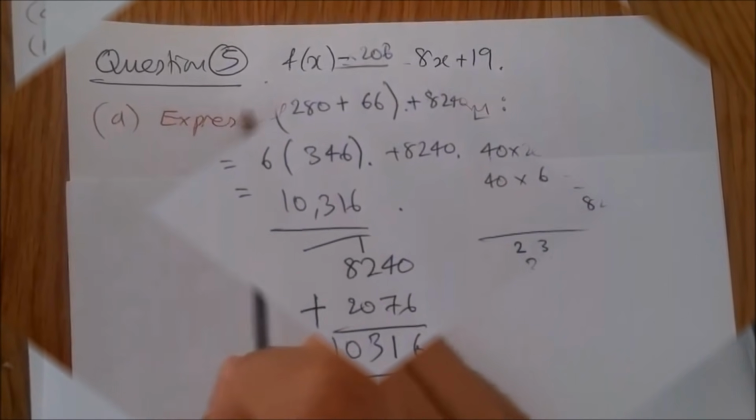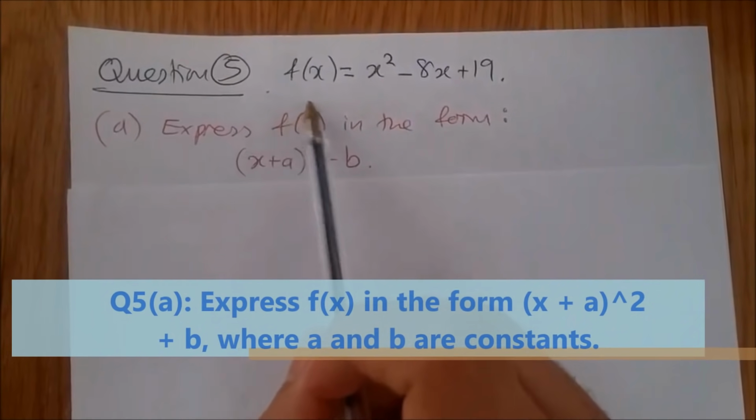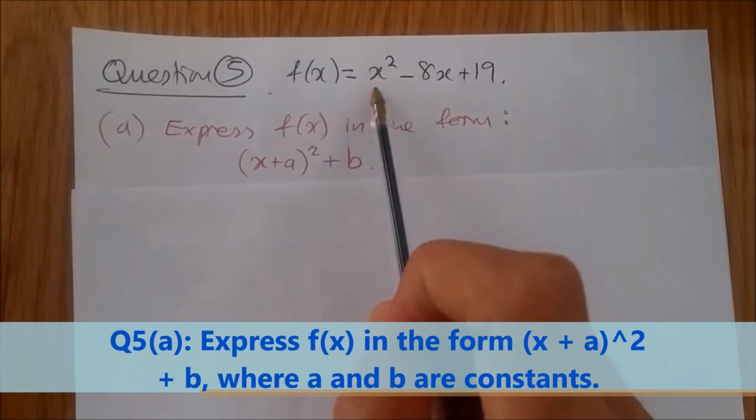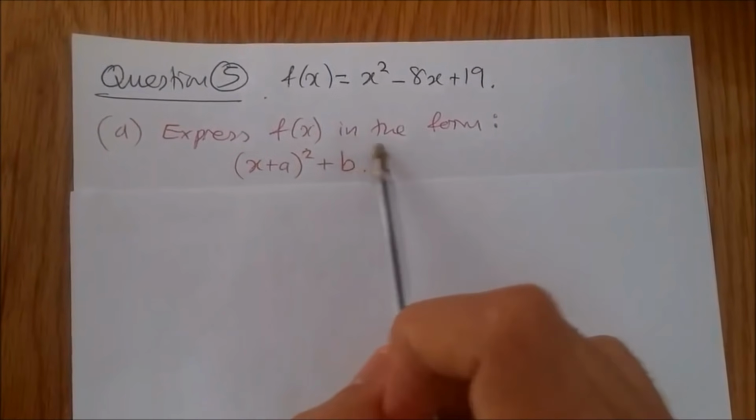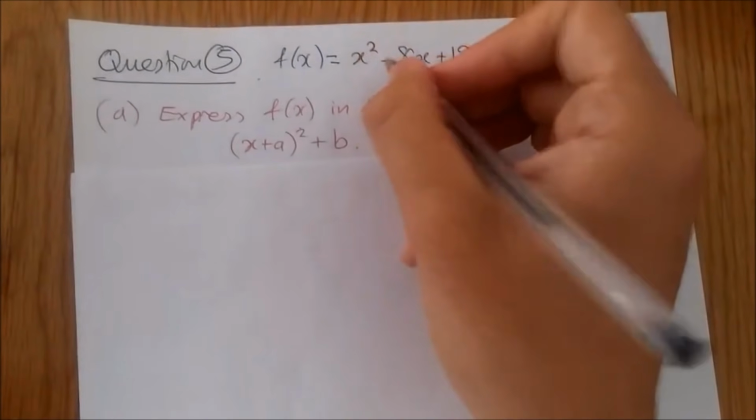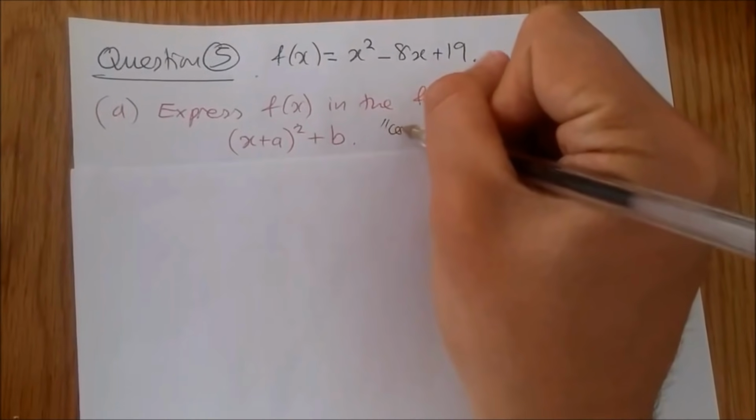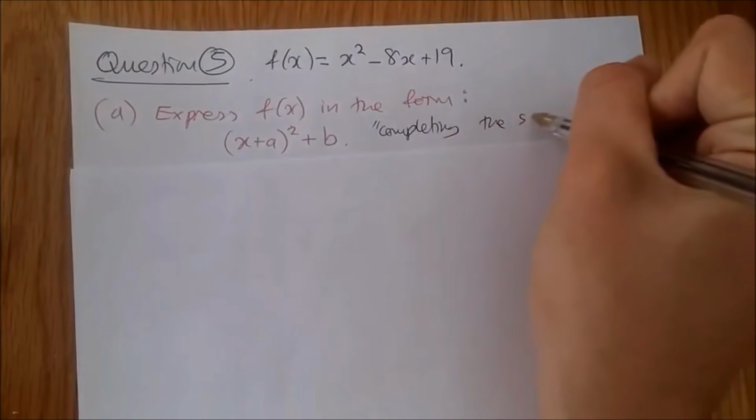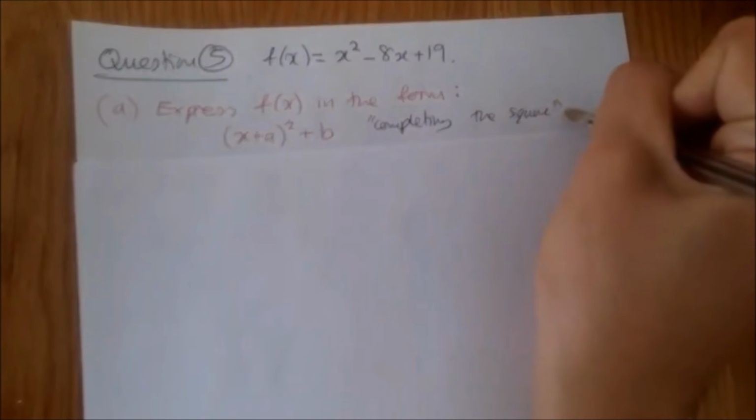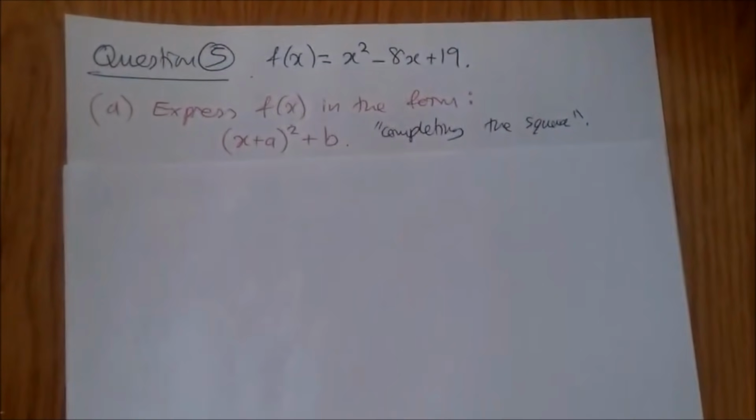I'm moving on to number 5. Question 5. So here we're given a function that's given by x squared minus 8x plus 19. And now they want us to express this into this form. So if you remember, this form is known as completing the square. Okay, so let's have a shot at this.